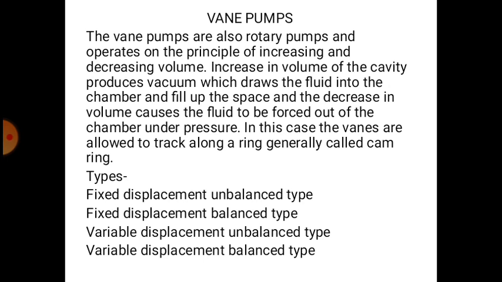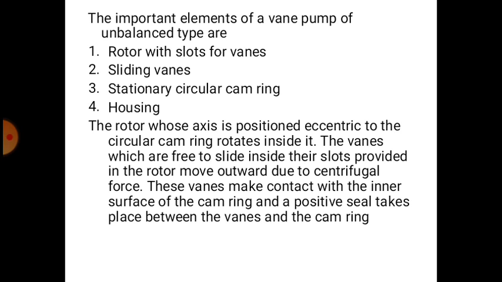These are types of vane pumps. The important elements of vane pumps of unbalanced type are the rotor with slots for vanes. The rotor is going to be connected to the electric motor. Then the sliding vanes: inside the slots on the rotor, the sliding vanes are going to slide. Then the stationary circular cam. So the vanes are in contact with the circular cam housing. Above the cam ring there is a housing.